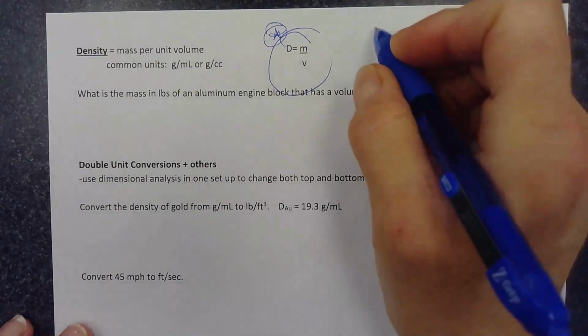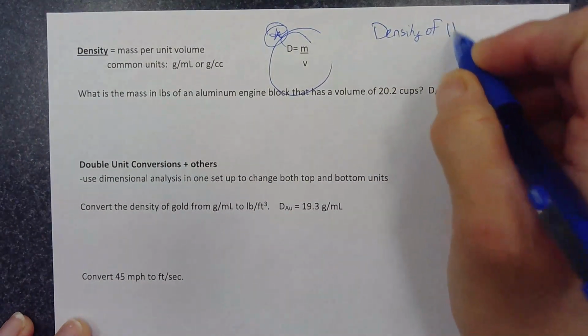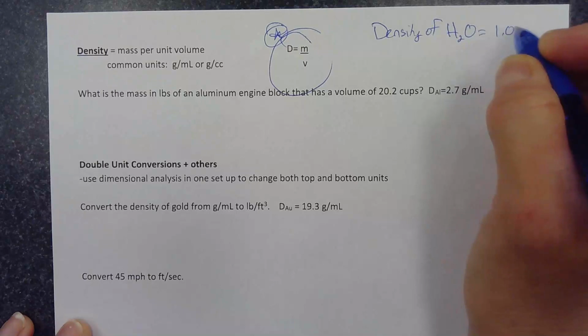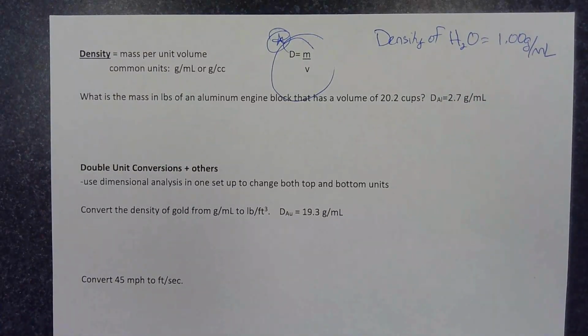You also need to know the density of water. The density of water is 1 gram per milliliter. Now, in all truth, that density of water is at 4 degrees Celsius. But we just say that the density of water is 1 gram per milliliter and leave it at that for all temperatures at this point. And that works for what we do.